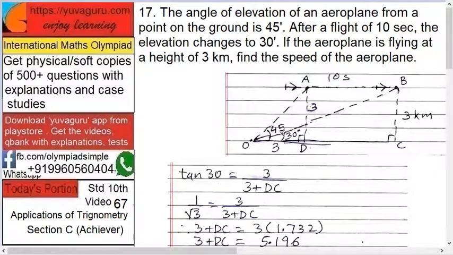Okay, one important point is this angle is 45 and this is 3. So this OD will also be 3, right? Plot this point O, A, B, C, D, right? And then solve it. This is in 10 seconds.